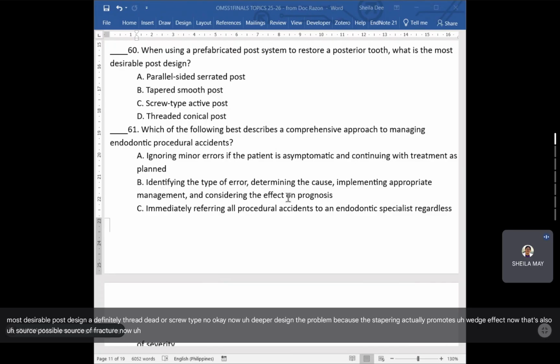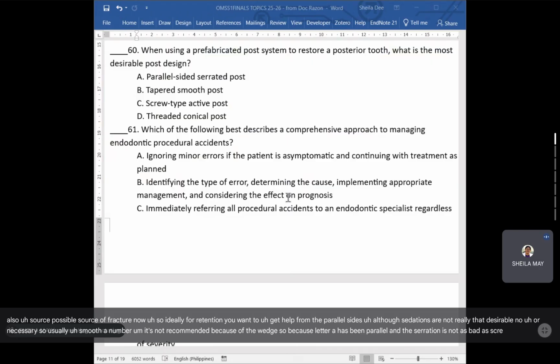Now, so ideally for retention, you want to get help from the parallel sides. Although serrations are not really that desirable or necessary. So usually they are smooth. But the threaded or screw, they're the same, threaded and screw type. The tapered is not recommended because of the wedge. So because letter A has the parallel and the serration is not as bad as screw type.